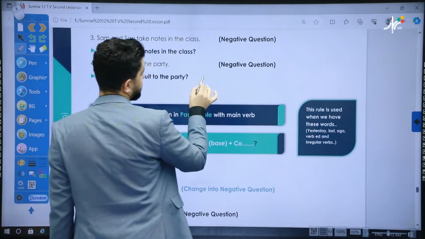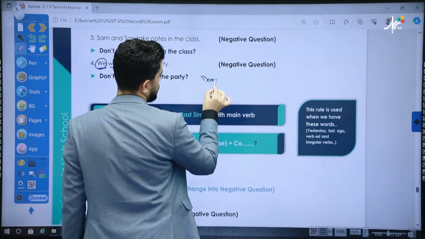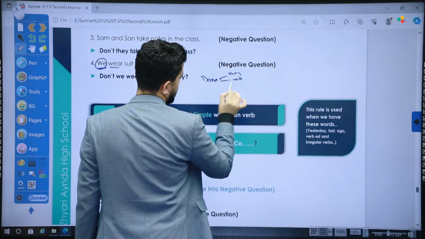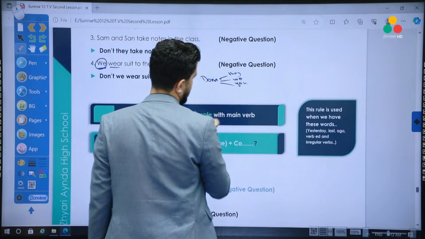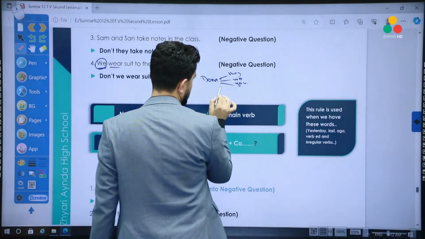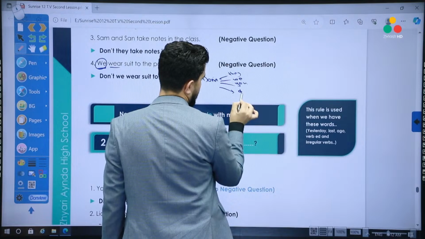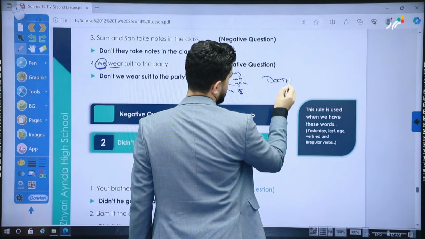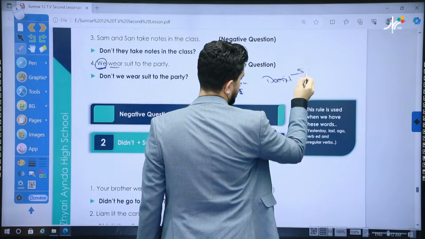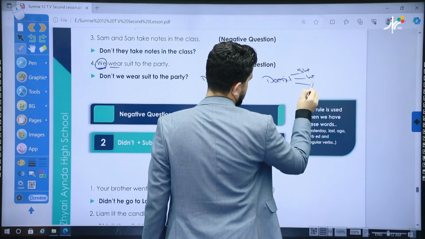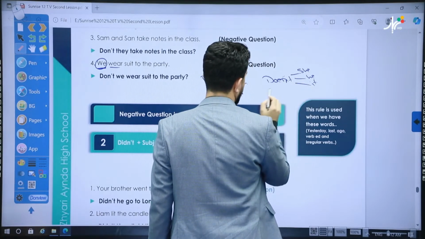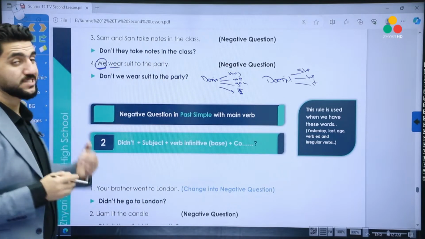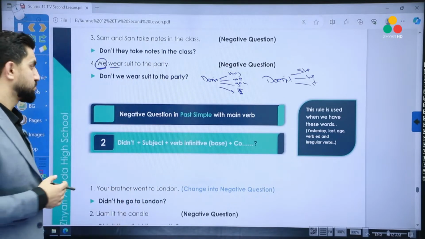So for example, we say don't they, don't we, don't you, okay? And don't I, even the word I would be the same. What about doesn't? We say doesn't she, doesn't he, doesn't it. Okay, like this. We can use it this way when it comes to present simple negative question.